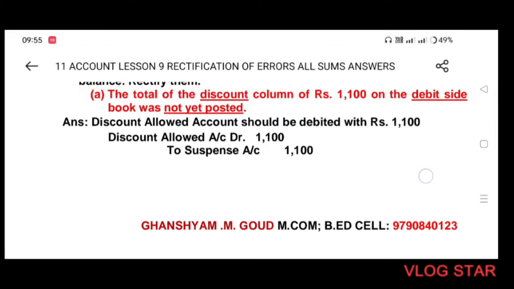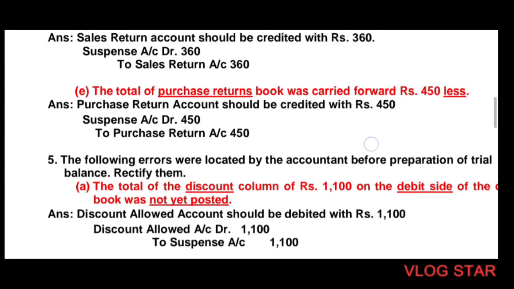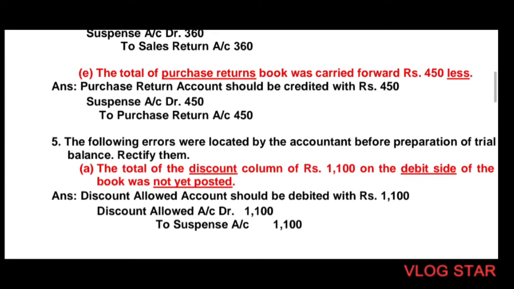Next question. That is E. The total of purchase return book was carried forward rupees 450 less. Answer, purchase return account should be credited with rupees 450. Less means undercast. Undercast means same. So purchase return is a credit balance. So purchase return account should be credited with rupees 450. Rectify entry is suspense account debit to purchase return account.